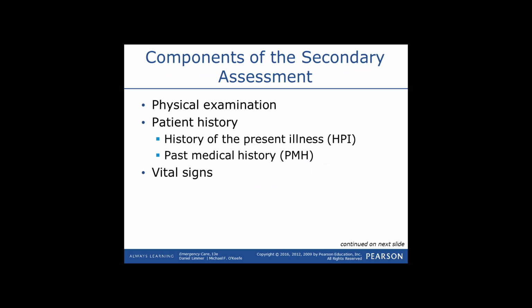All right, so components of the secondary assessment. You've got the physical exam. Patient history has two pieces. Every single EMT in this county forgets there's two pieces. Every single one, right? There's history of present illness, and there's past medical history. I forgot these acronyms on the board. Oops. HPI and PMH. We don't use them very often, but in case you see them.